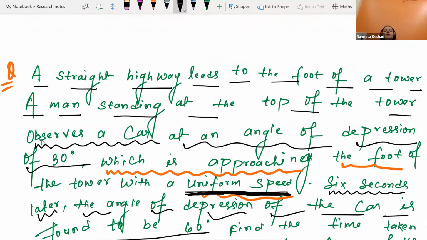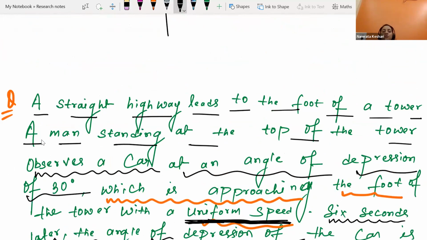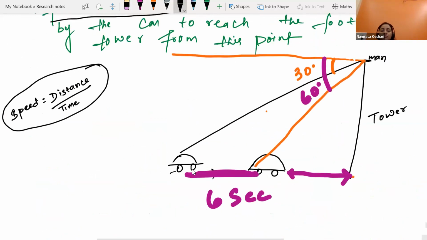Now let's read it from the very beginning. A straight highway leads to the foot of the tower. So through the foot of the tower, a straight highway is going, and a car is moving on that highway. Till now we have taken a ground; for this particular question the ground is a highway. No worries, that will not change any scenario. We have a tower, and through the foot of the tower the highway is going.